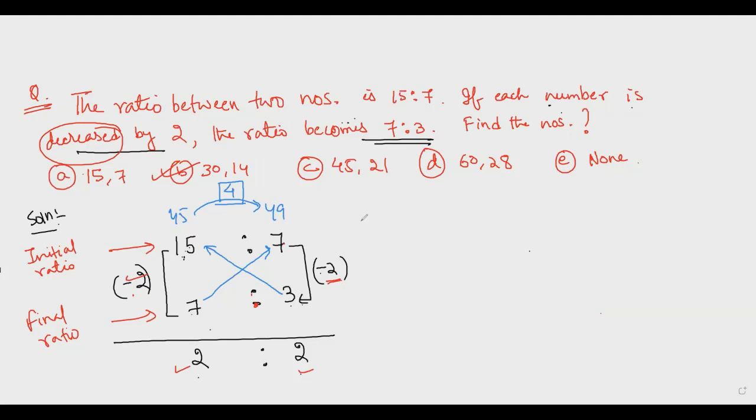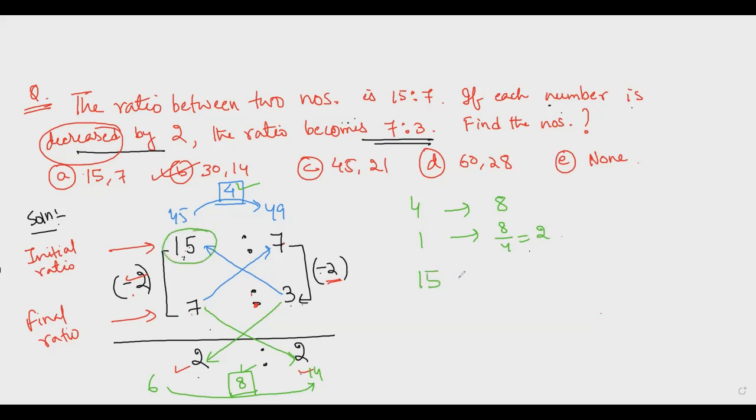Now 3 times 2 is 6, and cross multiplying 7 by 2 gives 14. Now the difference is 8. Now see, 4 became 8, so 1 becomes 2, that means 8 by 4 is 2. So 1 becomes 2, and the first number, 15, becomes 15 into 2 which is 30, and 7 becomes 2 into 7, that means 14.